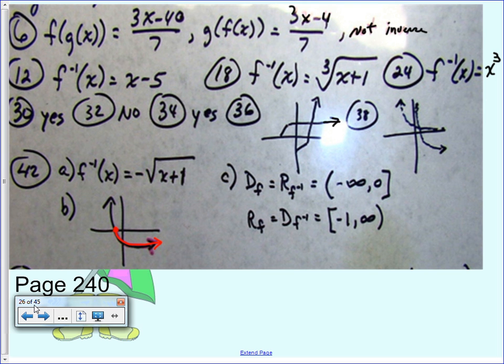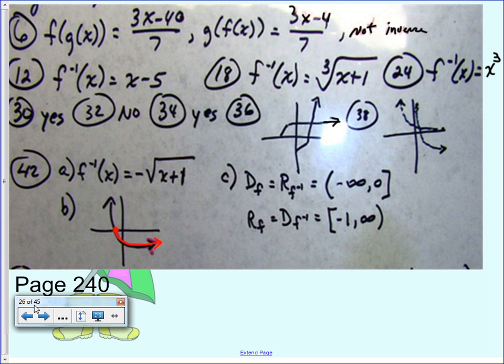But looking at number 6, you were asked to find f of g of x and then find g of f of x. And when you did the two, if you look at the results, those are really, really close: (3x minus 40)/7 and (3x minus 4)/7. But they have to be identical to be inverses. So since those are not perfectly identical, they are not inverses of one another. That's how you check if two functions are inverses. Plug the first into the second and the second into the first, and the results should be identical. Otherwise, they are not inverses.